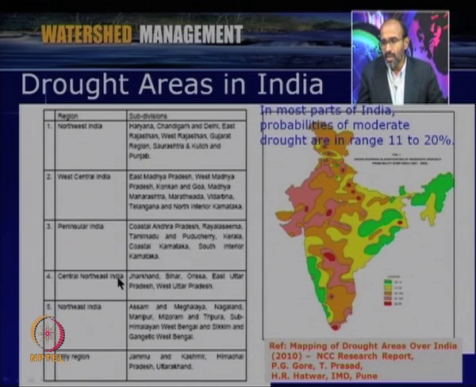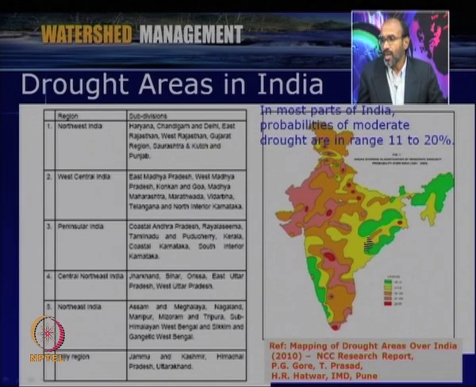Then central and northeast India like Jharkhand, Bihar, East Uttar Pradesh, West Uttar Pradesh. Then northeast India, Assam, Meghalaya, Nagaland, Manipur, etc. Then hilly regions like Jammu and Kashmir, Himachal Pradesh, Uttarakhand. So these are some of the frequent drought prone areas based upon the analysis of 100 years of the 20th century. Based upon this data, they have come up with a map, a mapping of drought areas over India in this report.